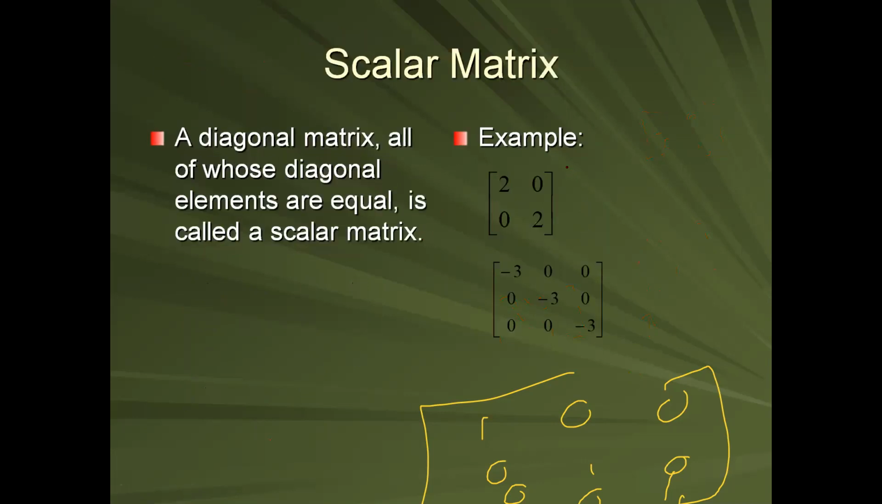Scalar matrix means what? It is one type of diagonal matrix, but there these diagonal entries are always equal.